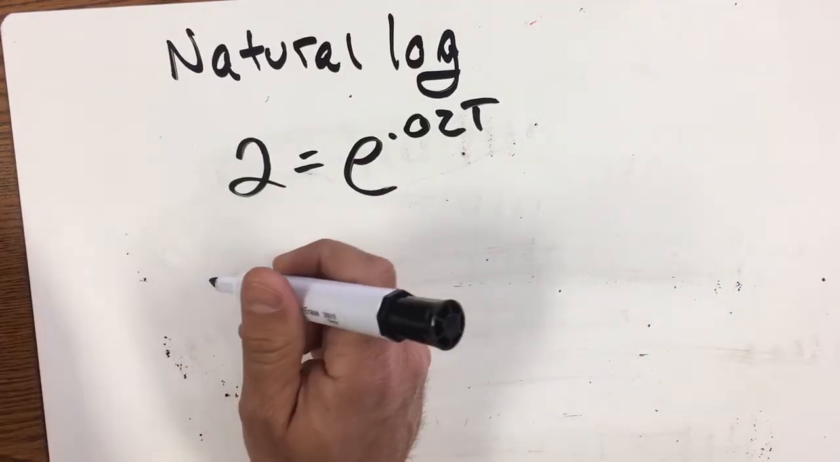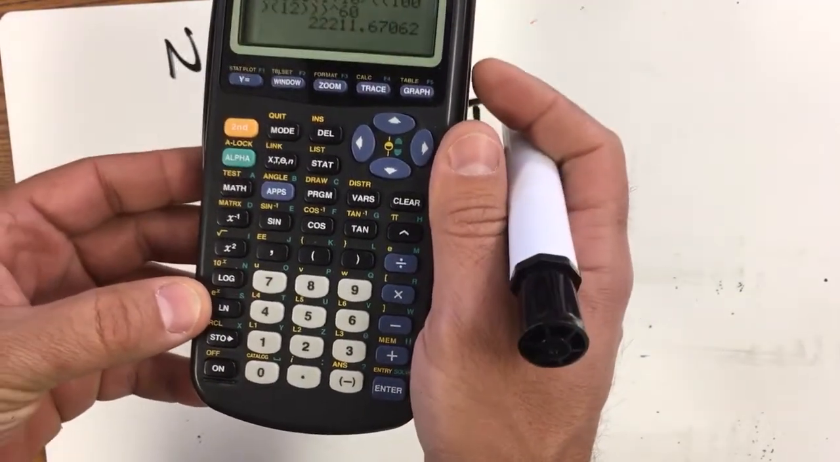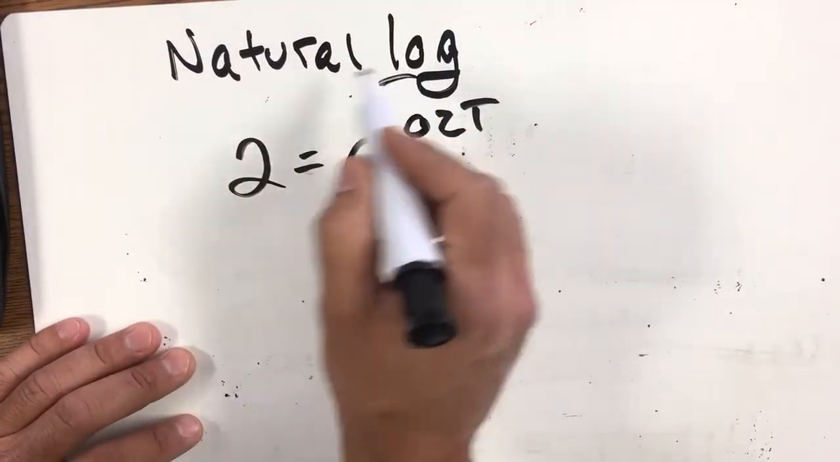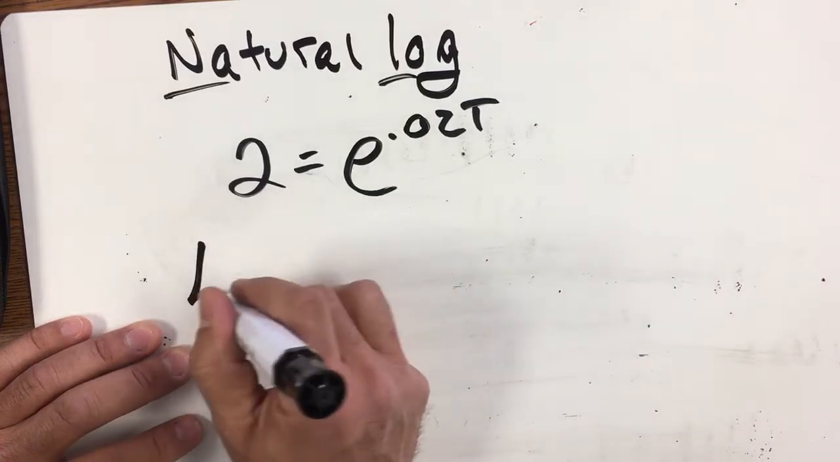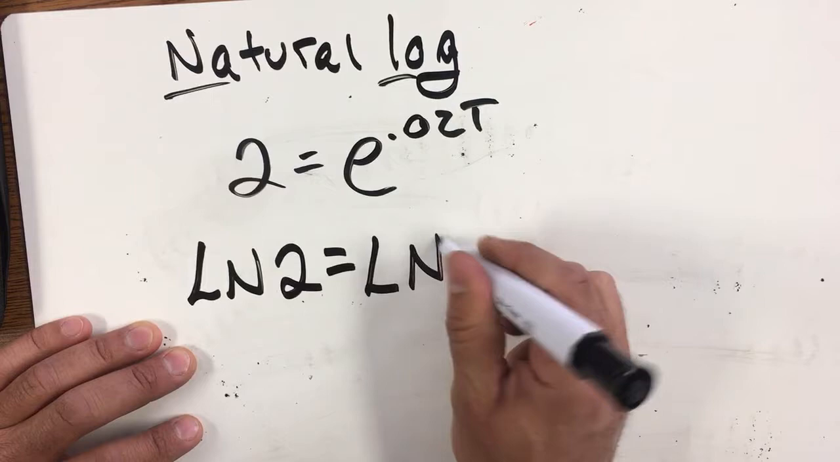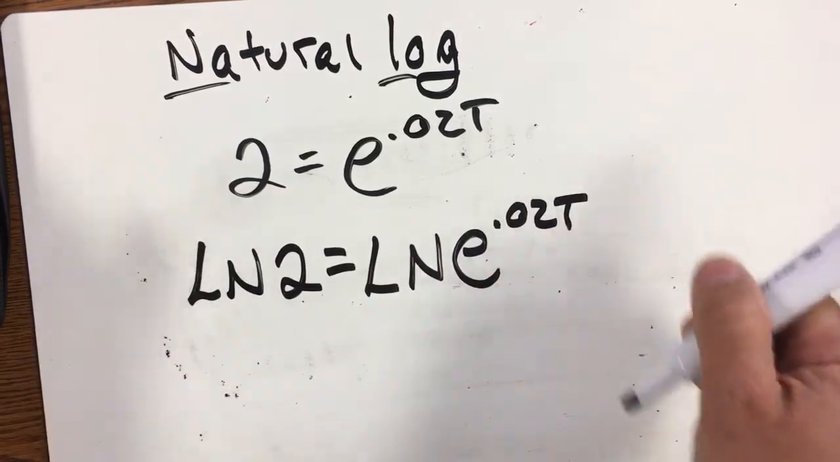If I want to get this variable out of the exponent, what I'm going to do is, on the calculator, you'll see a button. I have a different calculator, but it's on the other one as well, that says LN. And LN stands for Logarithmus Naturalis. It's Latin. So I'm going to put ln of 2 equals the ln of e to the 0.02t.